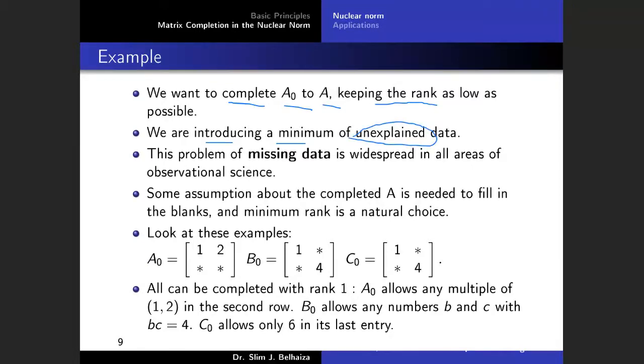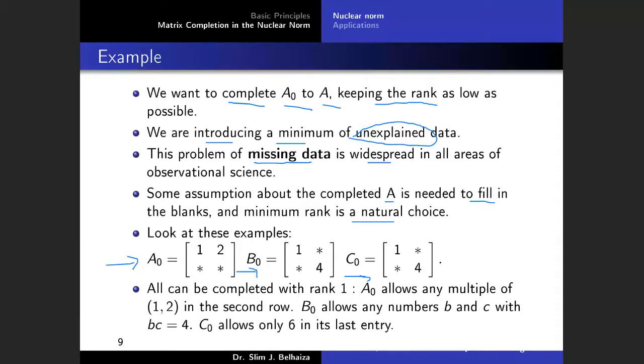And this problem of missing data is widespread, in fact, in all areas of observational science. So some assumption is needed to fill in the blanks. Three simple examples: you have three simple matrices, A0, B0, and C0. If I am filling in A0, what is the lowest rank I can have in A0? It's 1, right?